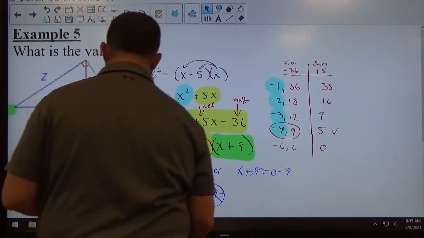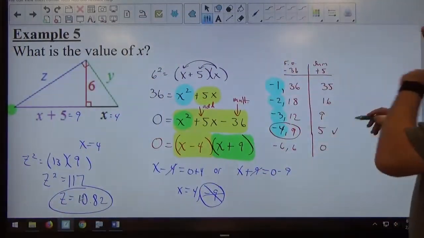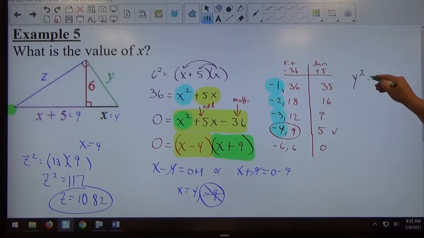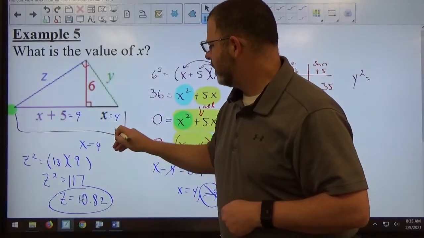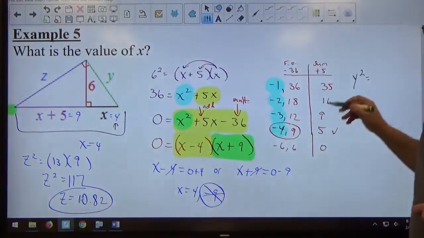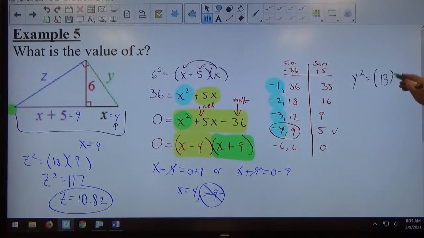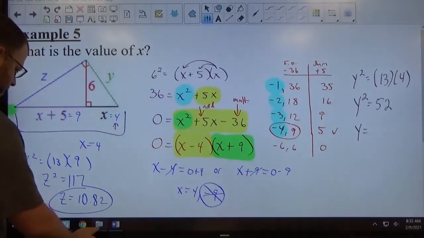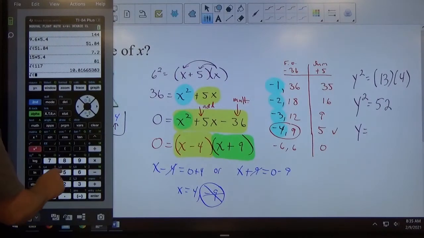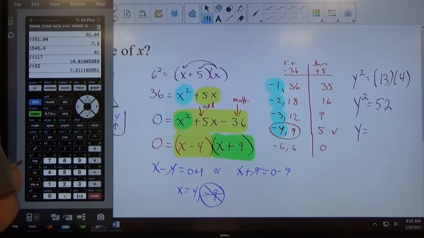If I wanted to find out what y equals, over here, y squared equals the entire length times the piece closest, right? So that'll be 13 times 4. 13 times 4 is equal to 52, so y should equal the square root of 52, which my calculator says is about 7.21.